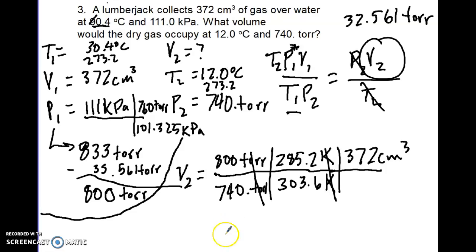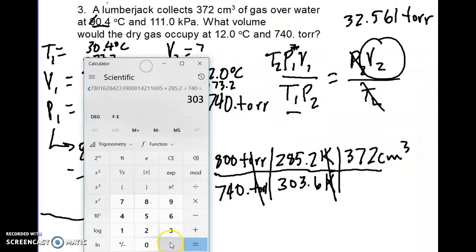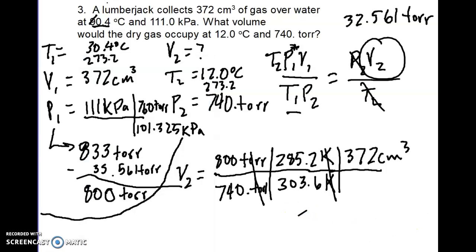Yes. Now, just plug it into the calculator. I have my 800 times 285.2 divided by 740 divided by 303.6 and times 372 gives me a grand total V2 equals 378 centimeters cubed.